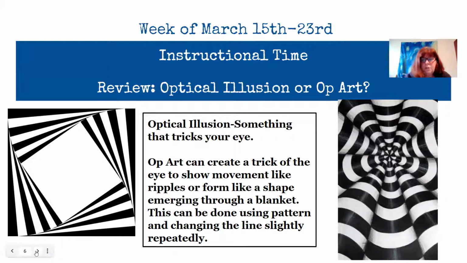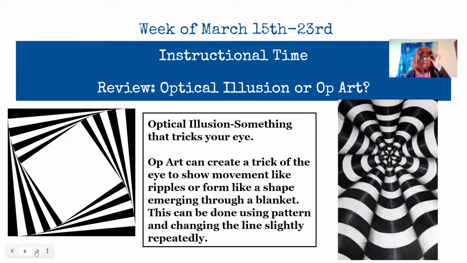Now, optical illusion or op art: an optical illusion is something that tricks your eye. It might not be real, but it kind of looks like something that might be real. Op art can create a trick of the eye to show movement like ripples, or the form like a shape emerging through a blanket. And this can be done using pattern and changing the lines slightly and repeatedly.